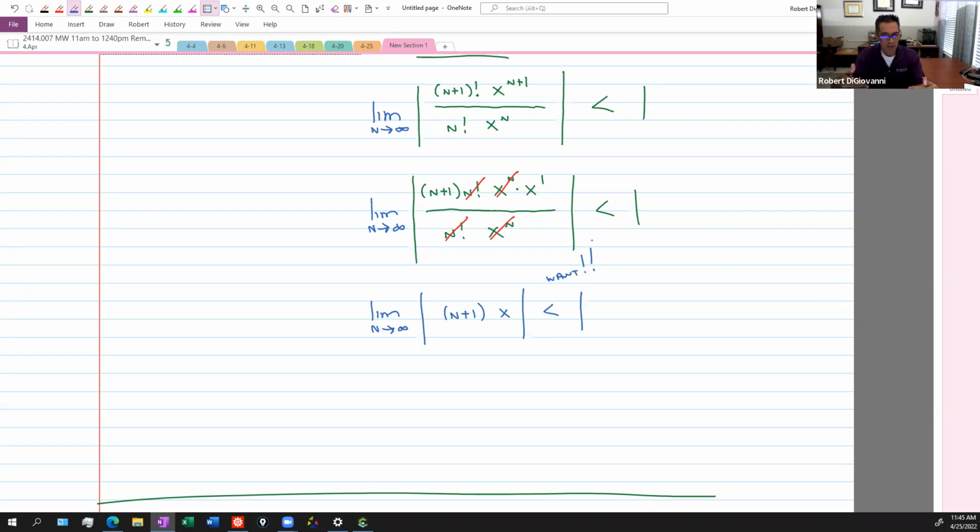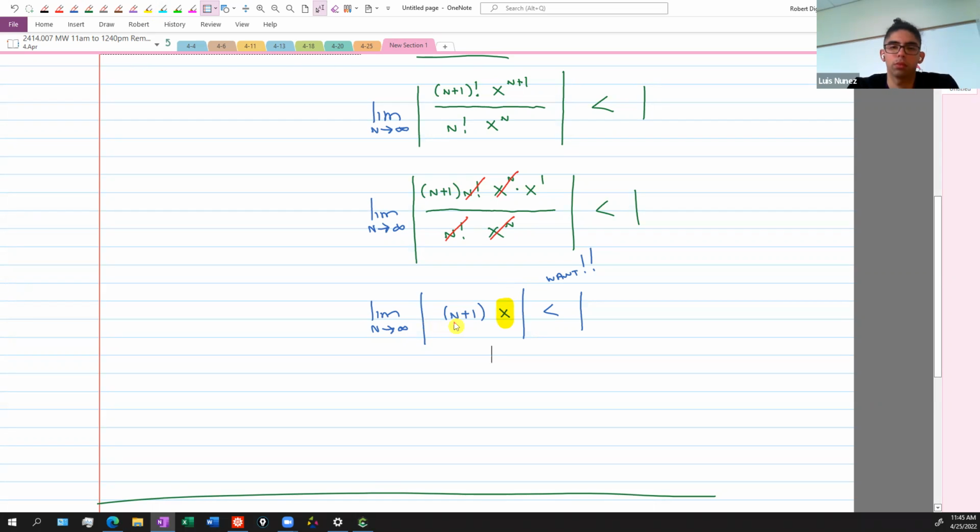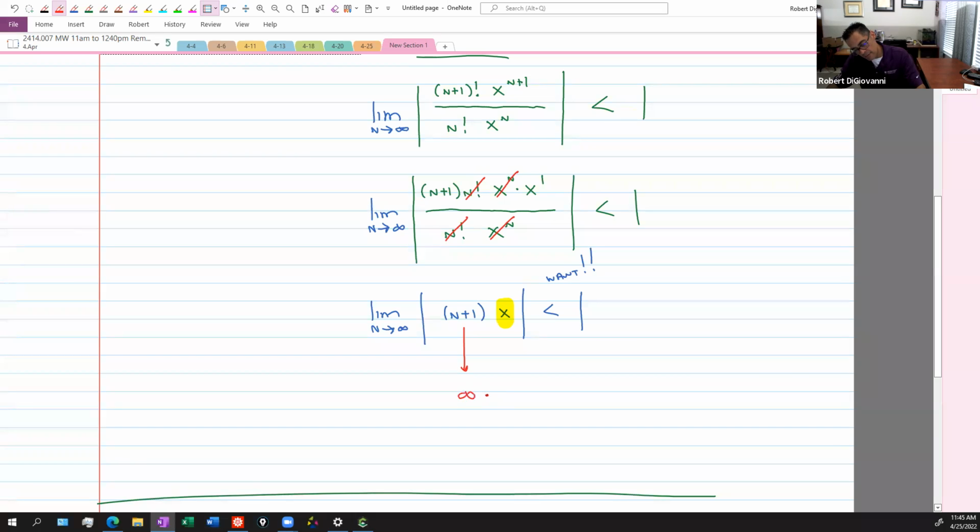X is a fixed number. So when you look at this, I want you to be thinking about that x right now. It's going to be a fixed number, and n is going to go to infinity. So what happens here? This goes to infinity, times some fixed number. And I need the absolute value of that to be less than 1. That's not happening. There's no way I can keep this thing less than 1, right? If I fix the x, I can't do this unless x is one value and one value only.